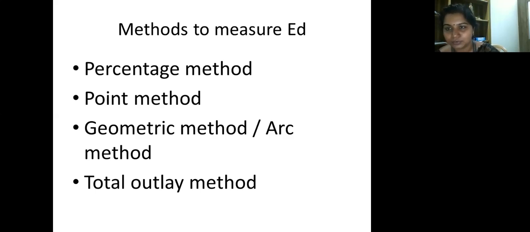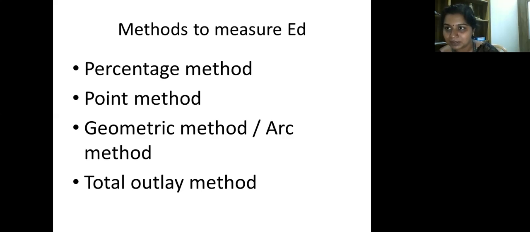There are so many names for this method. The last one is the total outlay method, using the total expenditure of the firm. If you are trying to find out the elasticity of demand this way, it is called the total outlay or expenditure method. You just go through it, you can understand it very easily.